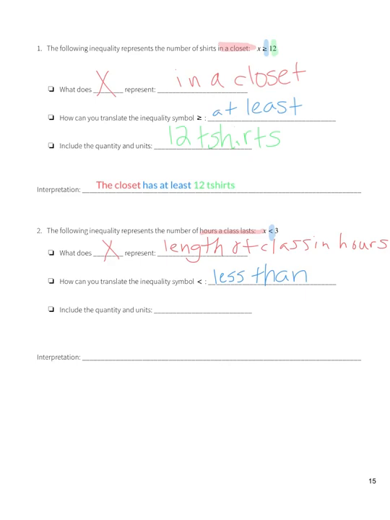And then we go to our last part, include the quantity in units. So what does this 3 represent? Well, we are looking at the length of class in hours. So this represents 3 hours.